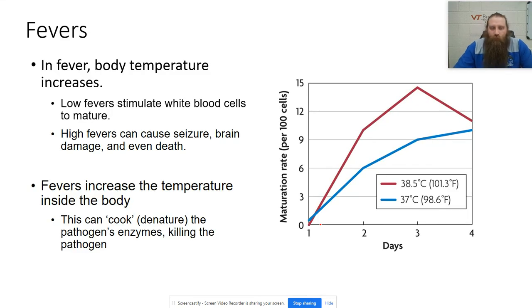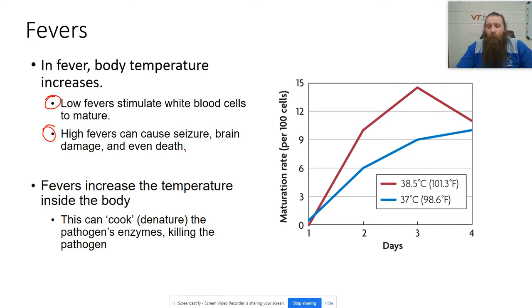Another kind of non-specific immune response would be a fever. So if you get a fever, your body temperature increases. Now, there's two kinds of fever that we talk about: the low fever and the high fever. A low fever is going to stimulate your white blood cells to mature. So it tells your body, hey, look, something's not right, we need to get some white blood cells going. So white blood cells in your body start to mature so they can go do their jobs.